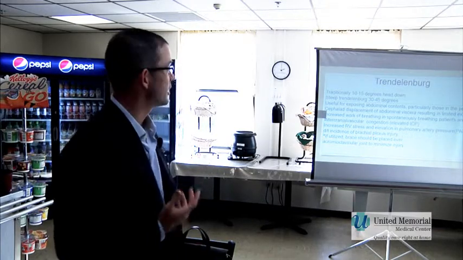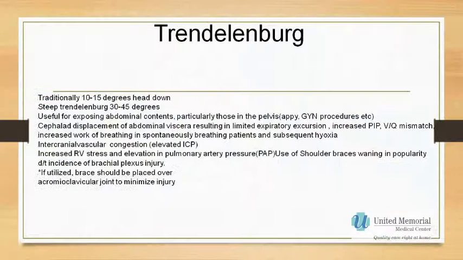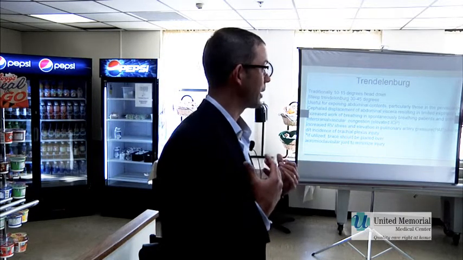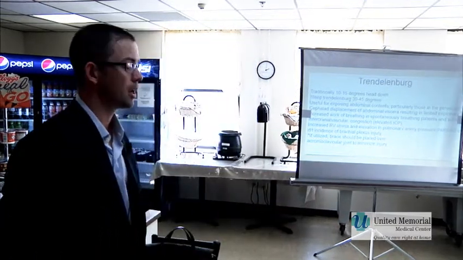So again, traditionally this is a 10 to 15 degree head down position. Steep Trendelenburg can be anywhere from 30 to 45, and even really steep Trendelenburg can be 60 degrees. I mentioned something here, and I'll jump ahead, that braces are sometimes used on the shoulders, almost like a backpack, if you will, to prevent patients from sliding off the table in ultra steep Trendelenburg positions.